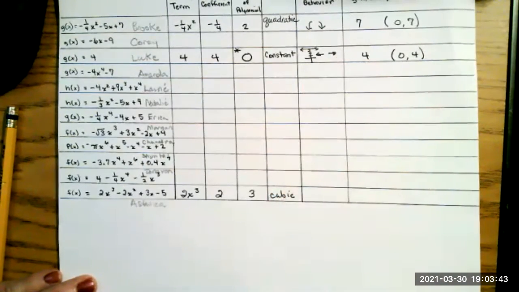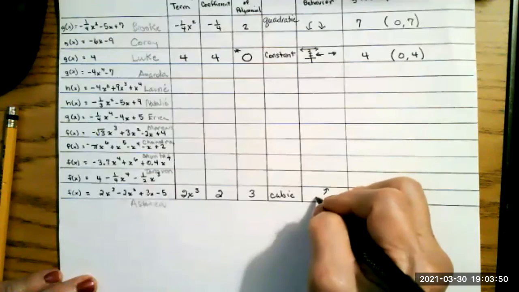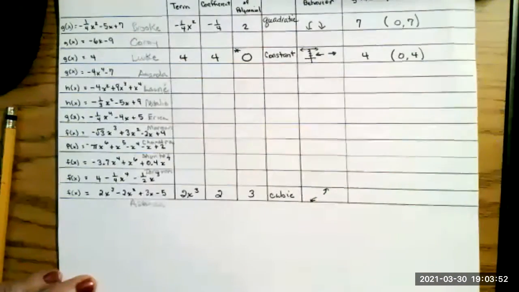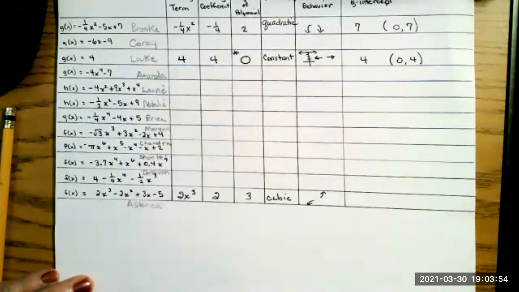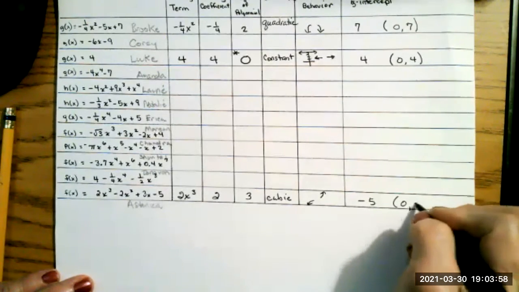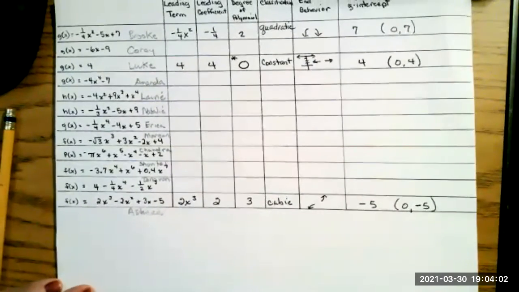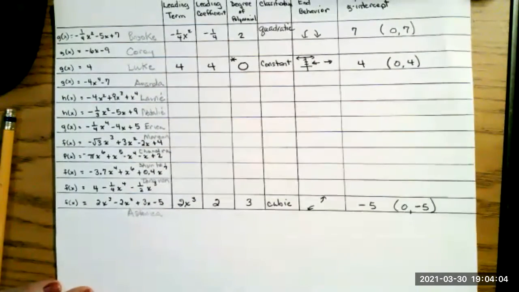What is the end behavior? It's odd positive, so one up, one down. And what is the y-intercept? -5, and the point is 0, -5. Good job. All right. Anybody else have yours ready? I'm ready. I think I have. Okay. Who was that first one?